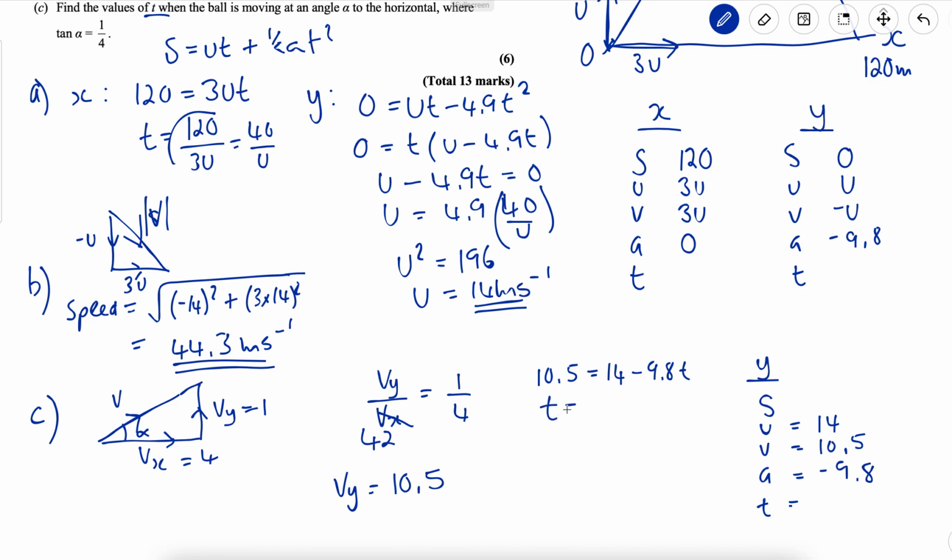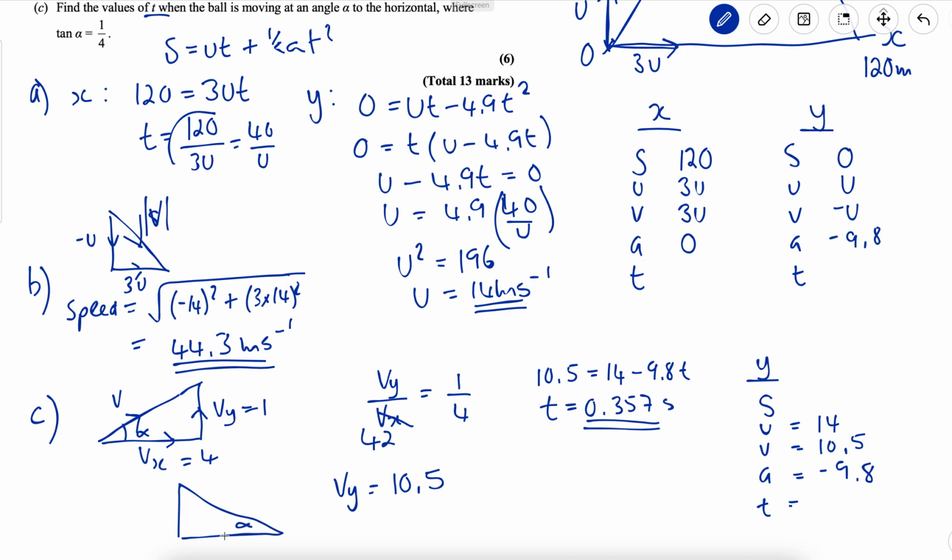And that means that at time 0.357 seconds, it's travelling at that angle. Now, if it's travelling at that angle on the way up, when it goes through its journey and comes back down the other way, it will also be travelling at an angle alpha to the horizontal here.